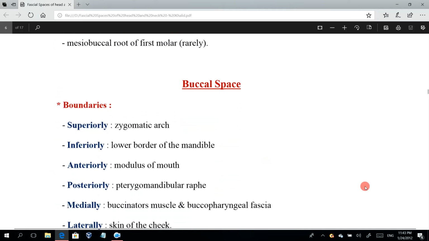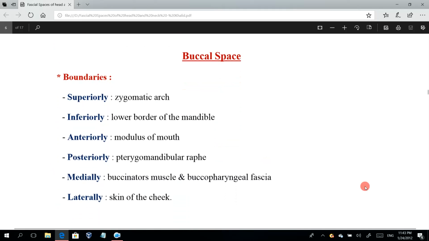The second space is the buccal space. From its name, it's related to the buccinator muscle. Boundaries: you know the origin and insertion of the buccinator muscle. If you know the origin and insertion of the buccinator muscle, you will know the boundaries of this space. Superiorly, we have the zygomatic arch.